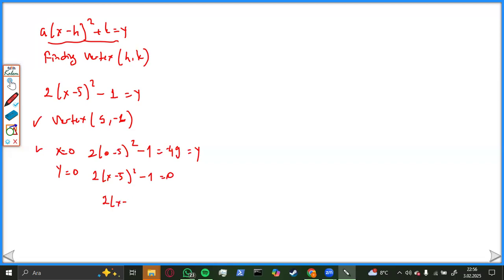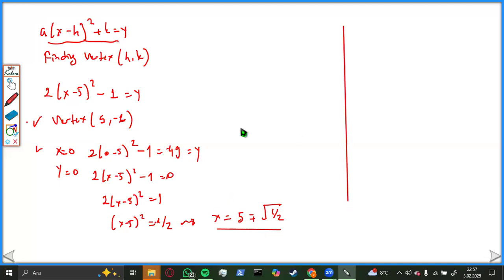X-intercept, that time 2 times (x minus 5) squared minus 1 is 0. Yes, in other words, x is 5 minus or plus 1 over 2. Okay, so you can easily draw the line. Sometimes you don't need both x and y-intercepts, maybe only the y-intercept or vertex, it may change according to the question. So the y-intercept is here 49, and the x-intercepts.